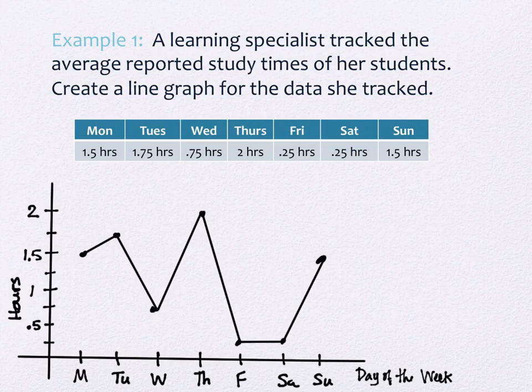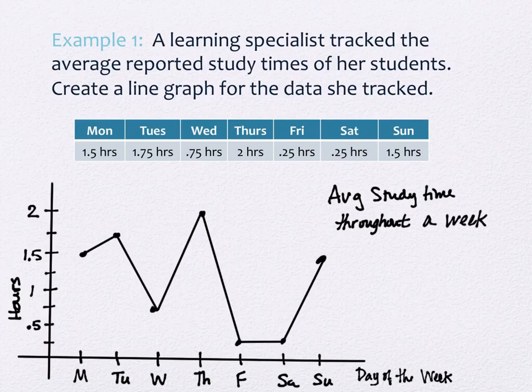There's one more thing this graph needs. A title, that's right. What might you use for a title for this graph? Sounds good. We'll go with that. Average study time throughout, and we'll say a week because we don't know how general this is, right? Throughout a week.